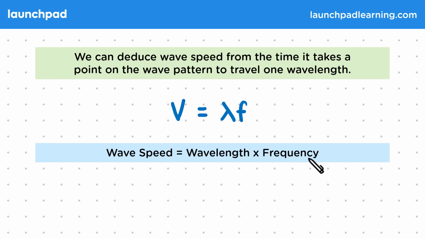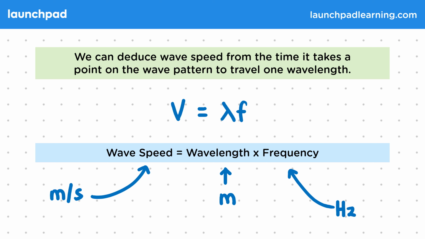Let's quickly go through the typical units for this equation. Wavelength is a type of distance, which we measure in meters. Then frequency is measured in hertz, which are the same as 1 divided by seconds. So if we multiply meters and hertz together, we get meters per second, which is what we'd expect for a speed.